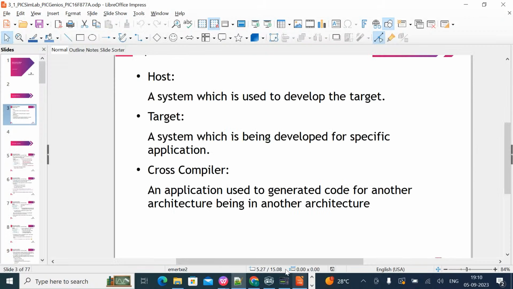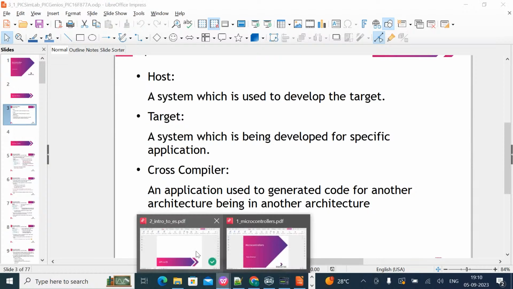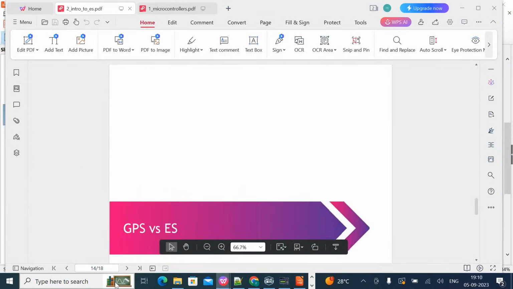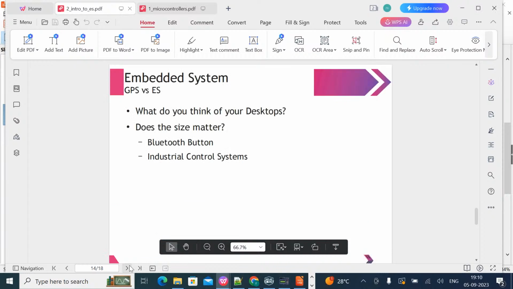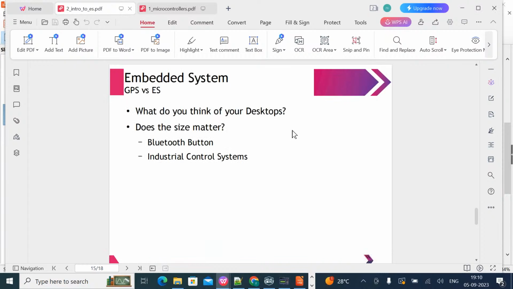Okay, so let's see what this slide is saying about general purpose versus embedded system. They are asking, what do you think about your desktop or computer? What type of system is it? Is it general purpose or an embedded system, people? It is a general purpose system. We already took this example.